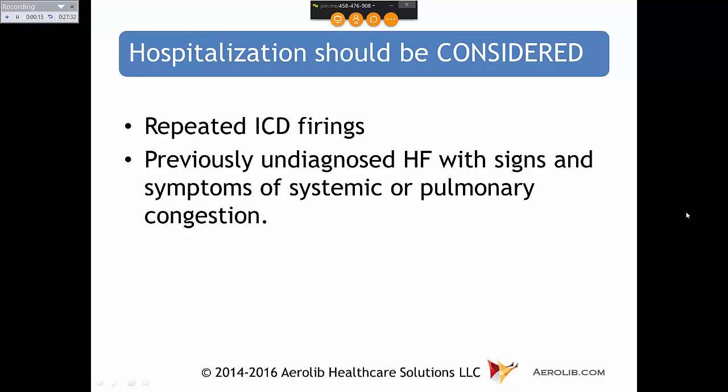Now, if it's a previously undiagnosed heart failure with signs and symptoms of systemic or pulmonary congestion, and these are the cases that I think a lot of us see, visiting patients who come in from different states, who may say they have nothing acute going on, no history, and then when you look at them, it's heart failure, you hospitalize them, the echo shows 30%, the troponin comes out elevated, all these patients should be hospitalized.